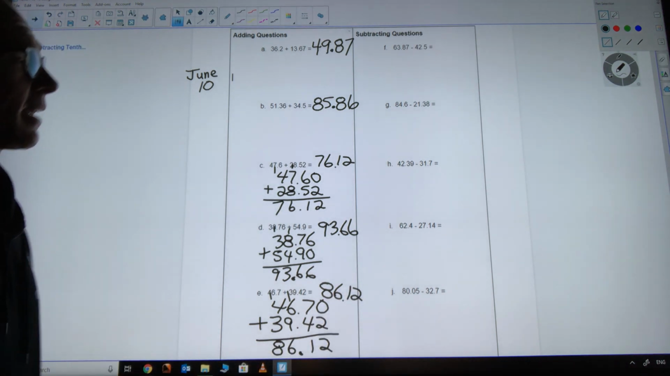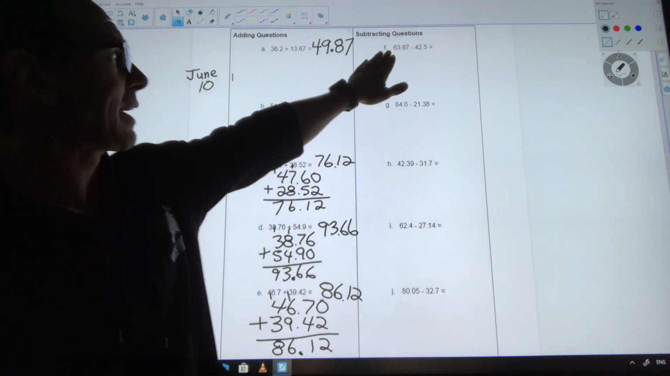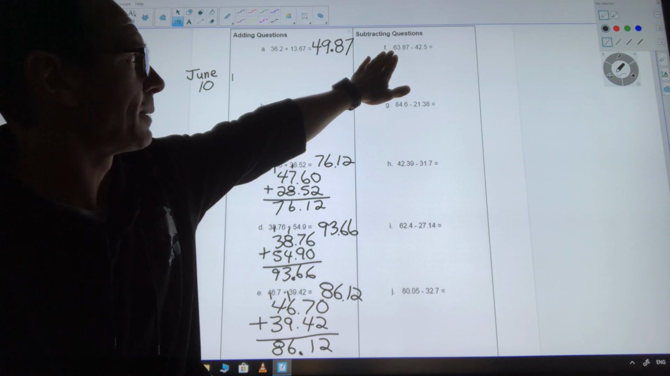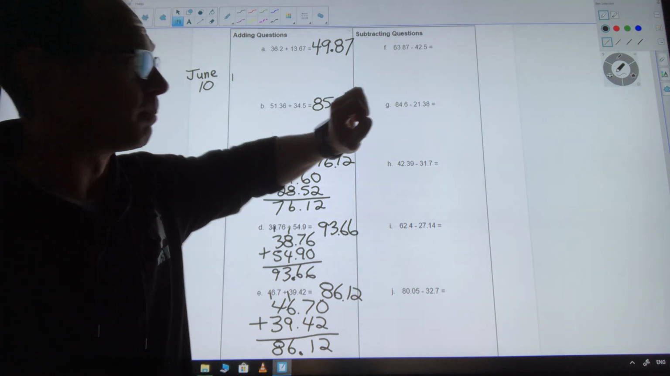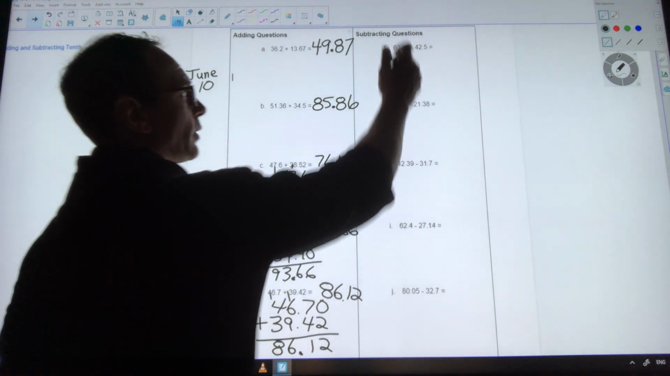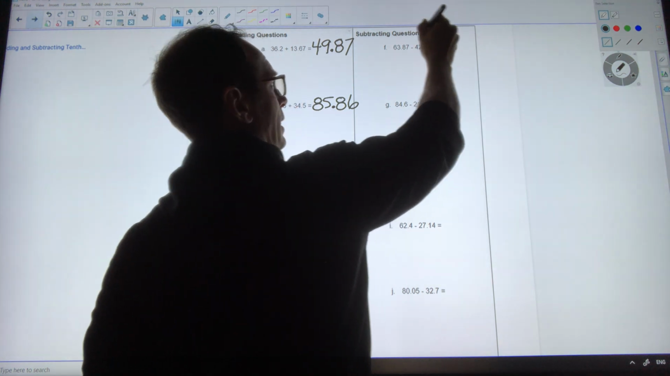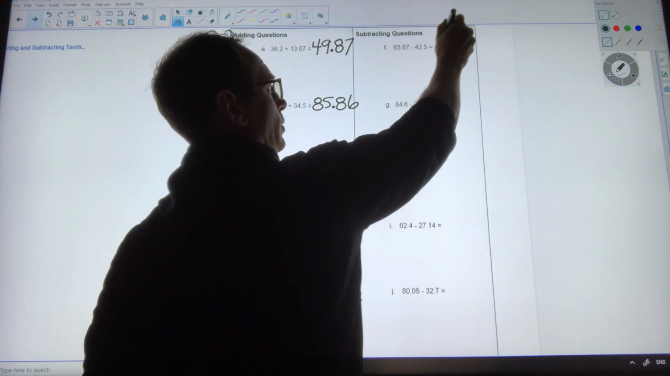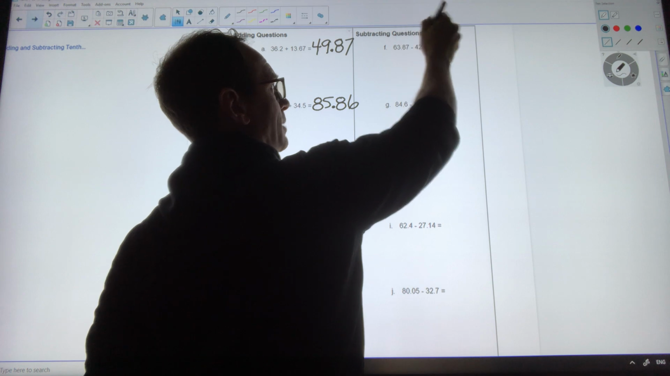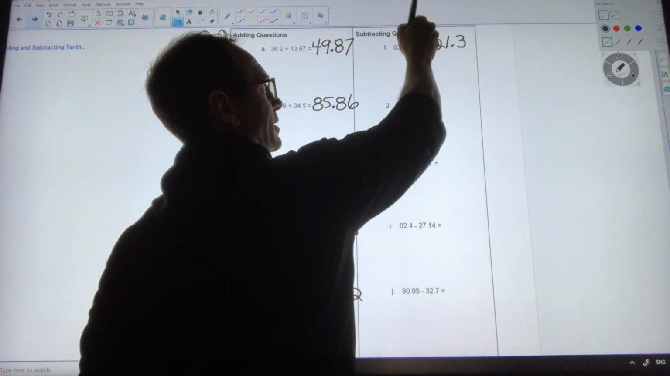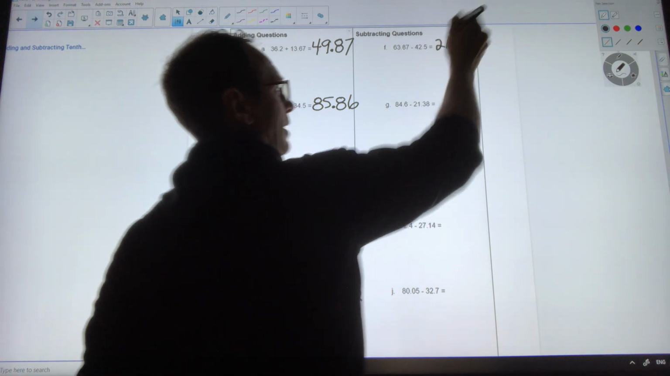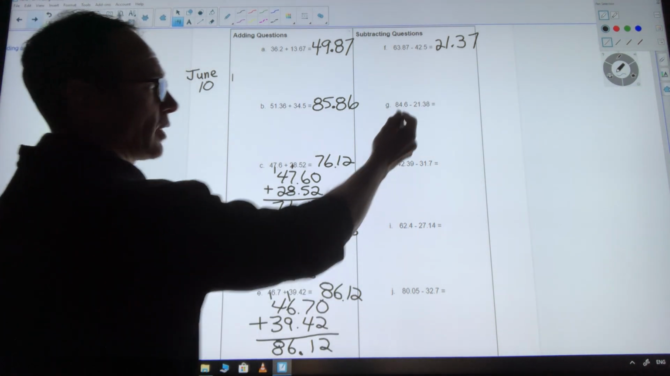When I'm subtracting, I can use my count back strategy in F, because there's going to be no borrowing to do. So I know that 60 minus 40 is 20, 3 minus 2 is 1, 8 tenths minus 5 tenths is 3 tenths, and 7 hundredths minus no hundredths is 7 hundredths. I can do that again.